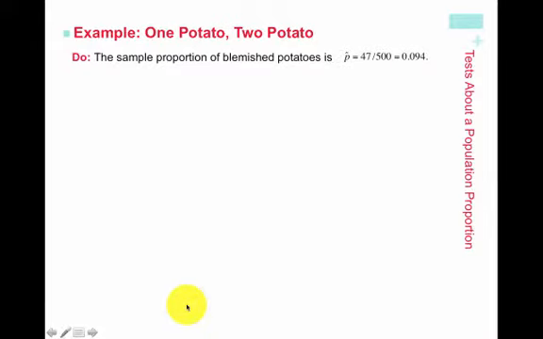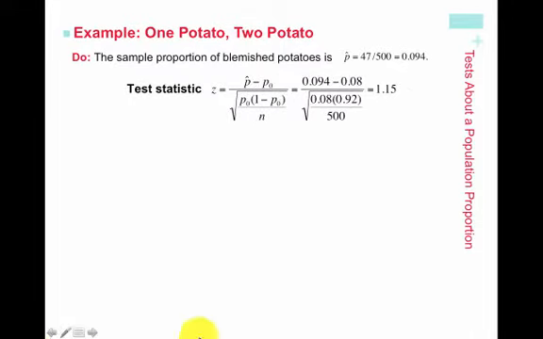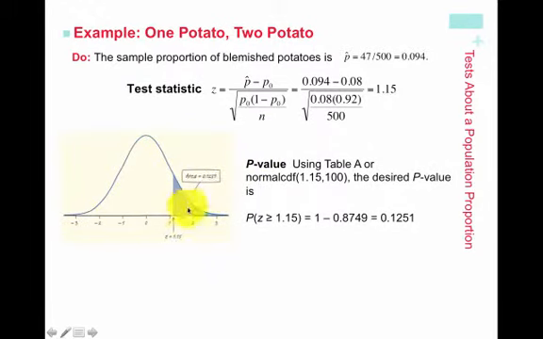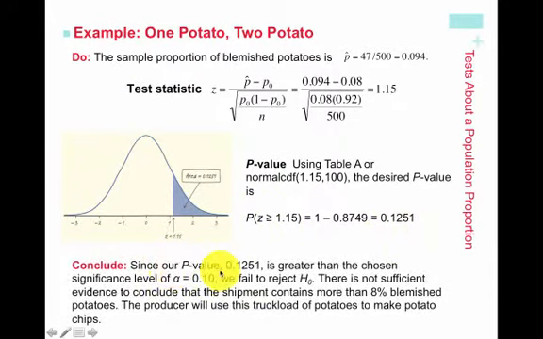So here we go. Our p hat from our sample is 0.094. That's slightly bigger than 0.08. But is it too big? That's what we're testing. We calculate our test statistic. We get 1.15. We use our normal calculation, our table A. We find that the probability of being bigger than 1.15 is 0.1251. And since this p-value is greater than the significance level of 0.1, we fail to reject the null hypothesis.